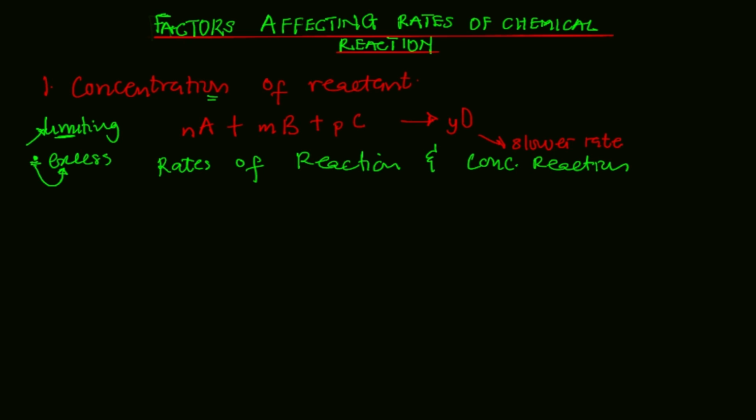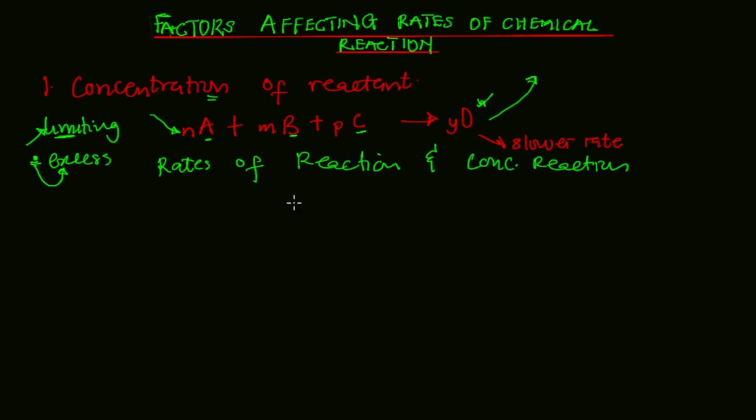Now, according to this one that we have here, look at this. We have reactant A, reactant B, and reactant C, but we have a single product here, which is D. Right? Now, what is happening here is that reactants A, B, and C are going to decrease with time, right? And D is going to increase with time.